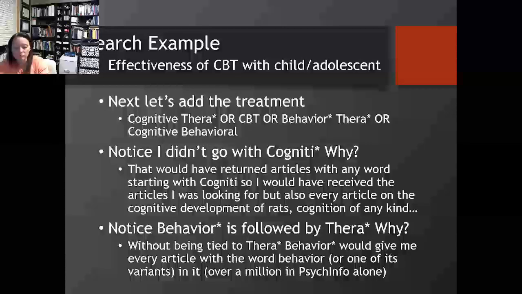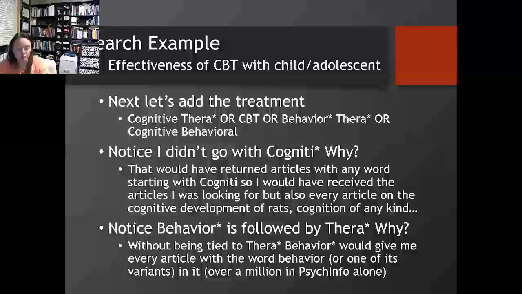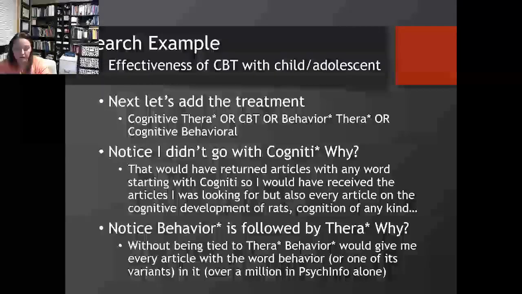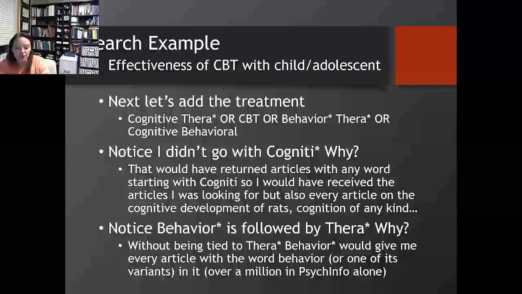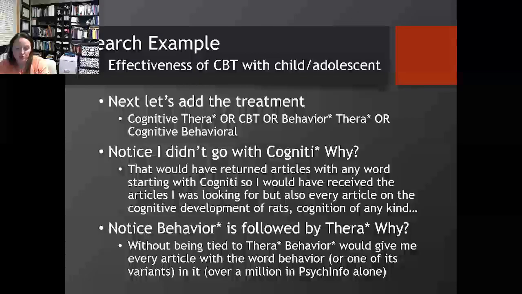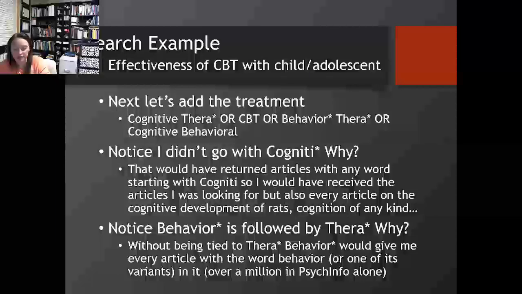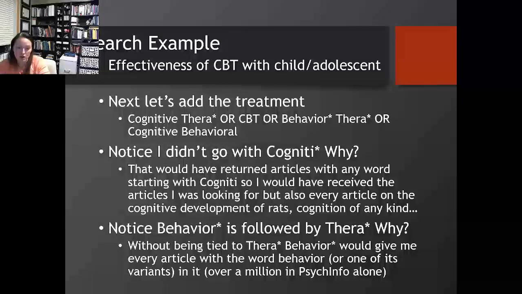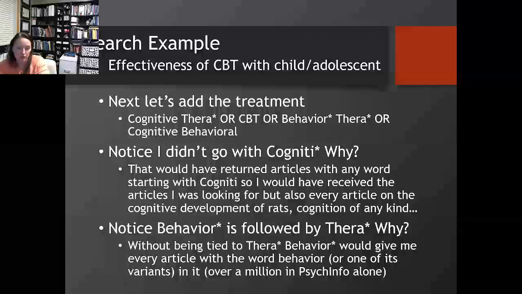And then to talk about another example, so why is thera followed by behavior? So if we didn't tie thera to behavior, it's going to kick back just about every article with the word behavior in it. Okay, so we want to be mindful of where we're putting those asterisks.